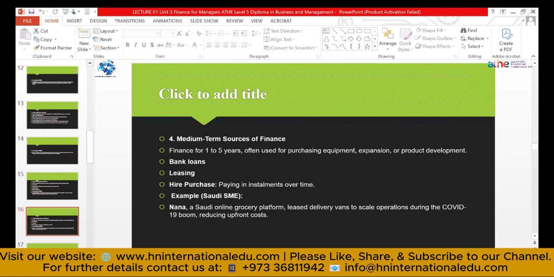The first is bank loan. They are not for 2 months or 3 months. They are for 1 year, more than a year, and maximum 5 years. Then leasing, using the machinery, the asset, and then you can pay afterwards. Hire purchase, paying in installments over time, like property dealers do. Maybe the boys know about this. We do this in Pakistan as well: the lease payment, hire purchase and installments.